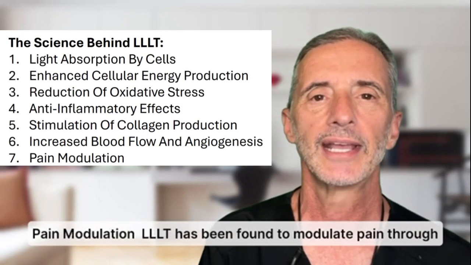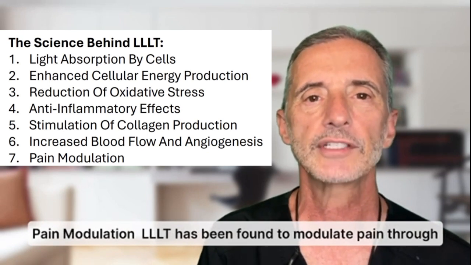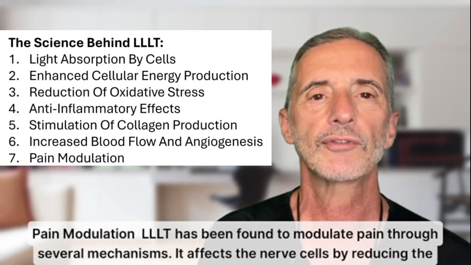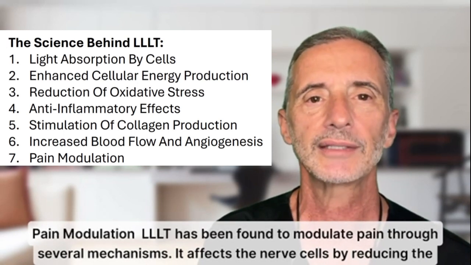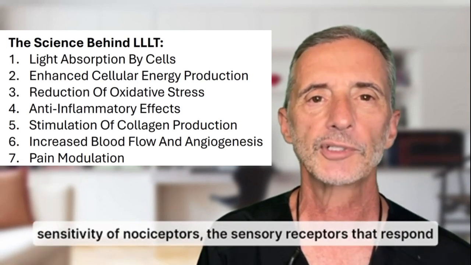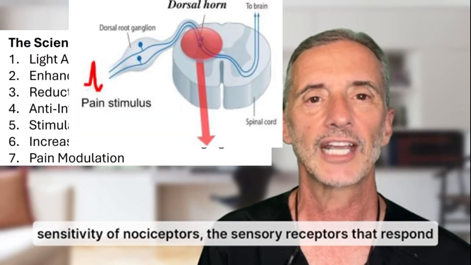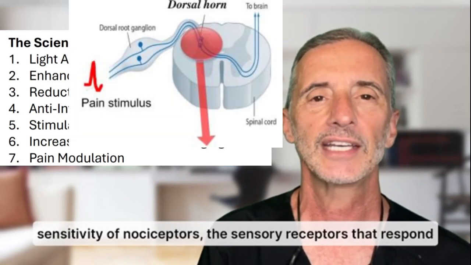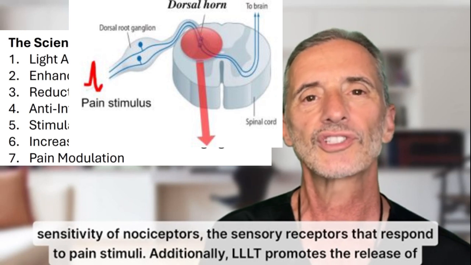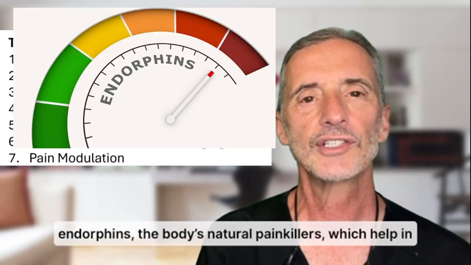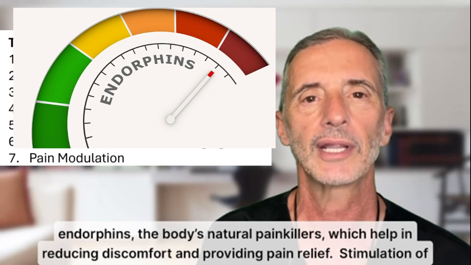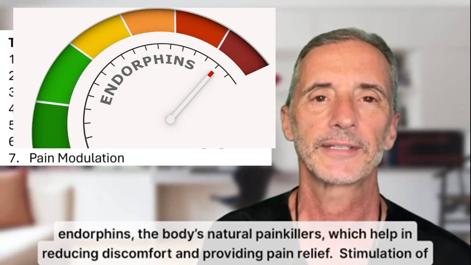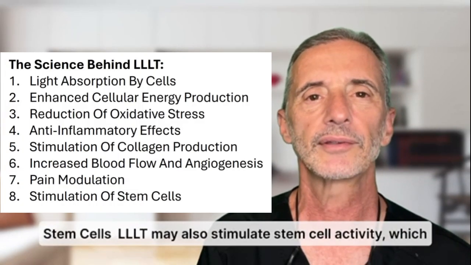Pain modulation. LLLT has been found to modulate pain through several mechanisms. It affects the nerve cells by reducing the sensitivity of nociceptors, the sensory receptors that respond to pain stimuli. Additionally, LLLT promotes the release of endorphins, which are the body's natural painkillers, which helps reduce discomfort and provide pain relief. Stimulation of stem cells.